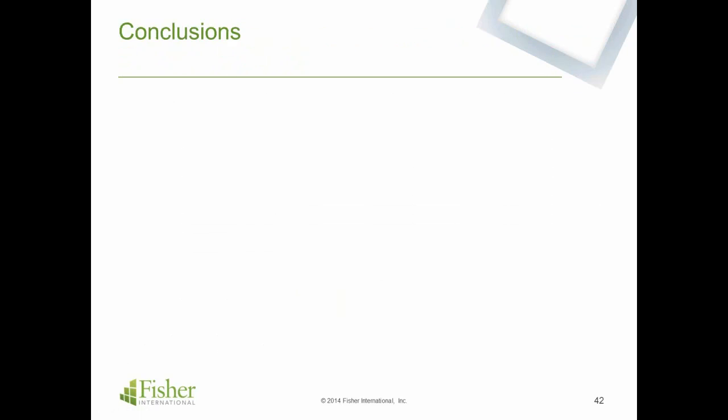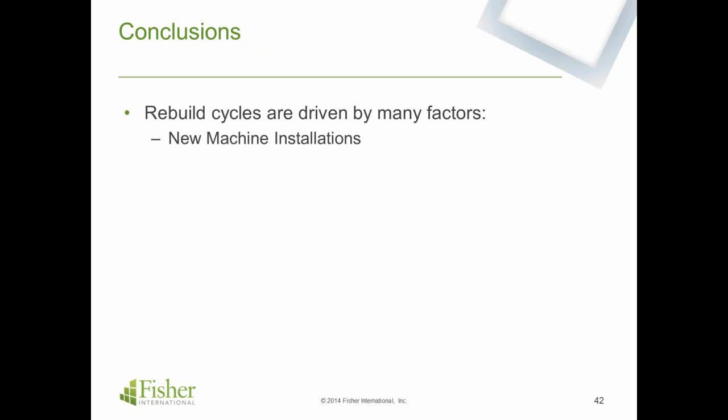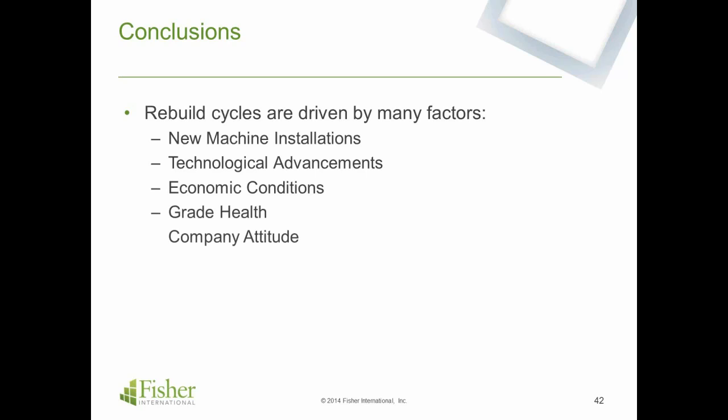Okay, so what we've seen is that rebuild cycles are driven by a number of factors. It starts with the number of new machines that are installed on an annual basis. It's also driven by technological advancements that we see. Economic conditions certainly impact the number of rebuilds. Grade health, as we discussed. Company attitude, companies' willingness to invest in rebuilds, and their ability to invest in rebuilds certainly affect how many of those get done.